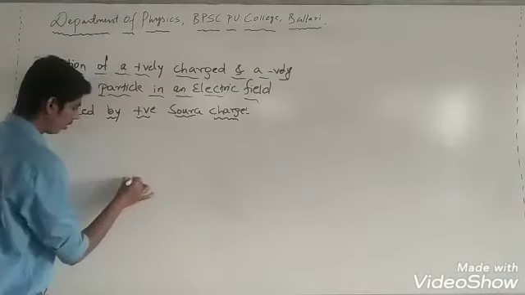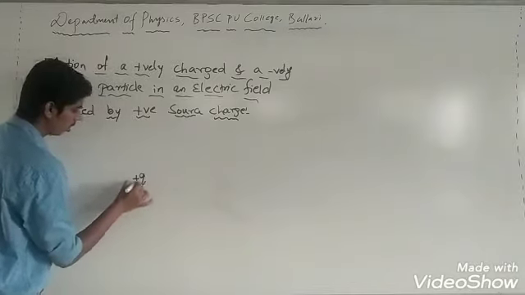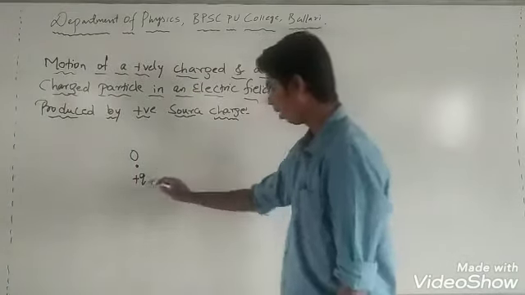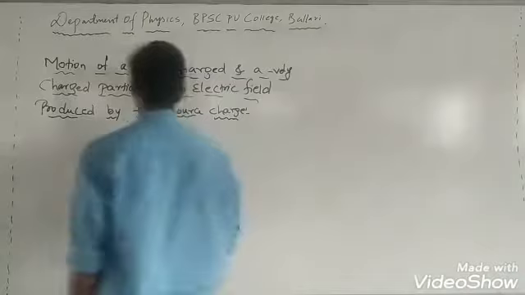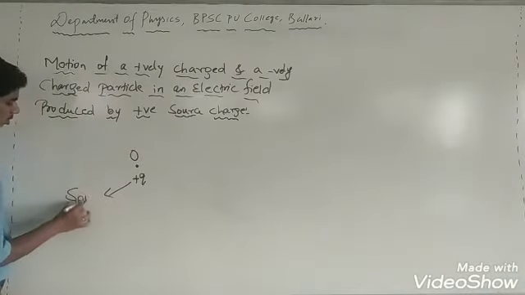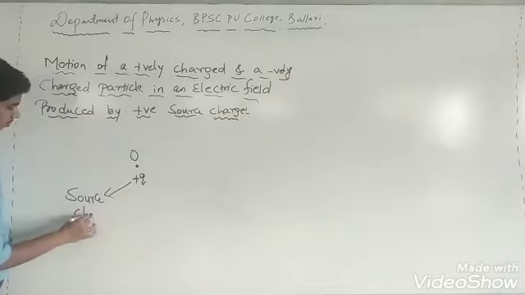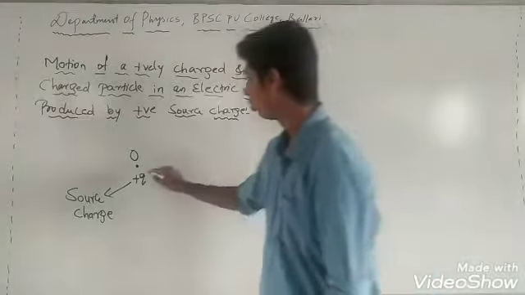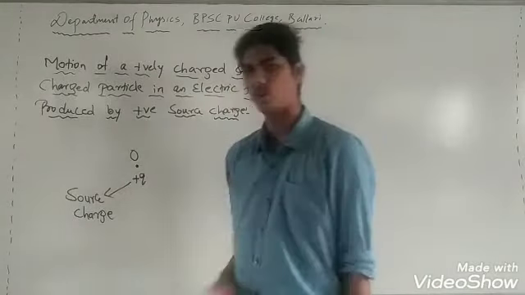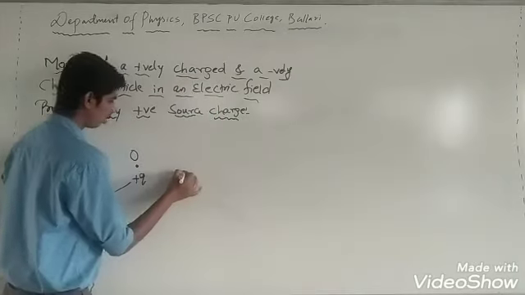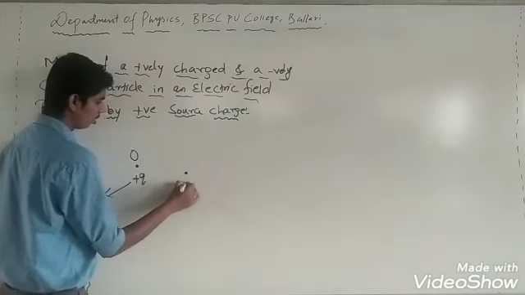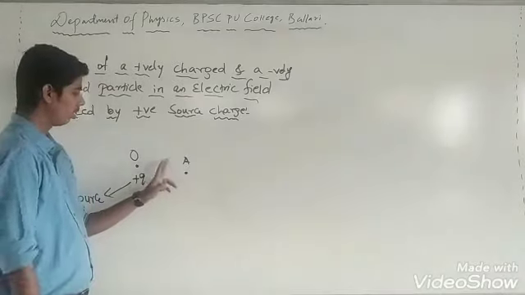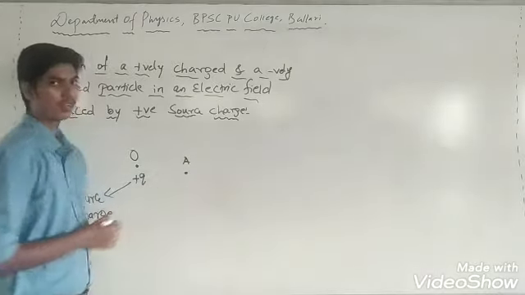To do this, we will consider a positive source charge placed at some point, say O, in vacuum. We have a positive source charge plus Q placed at point O. This is a positive source charge. We know a source charge is a charge which can create its own electric field. So this source charge would have created an electric field around it, and we will consider some point, say A, in this electric field. See, point A is lying in the electric field.